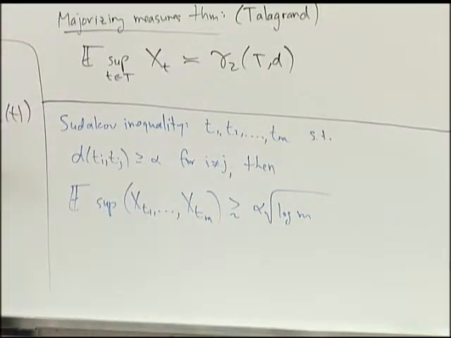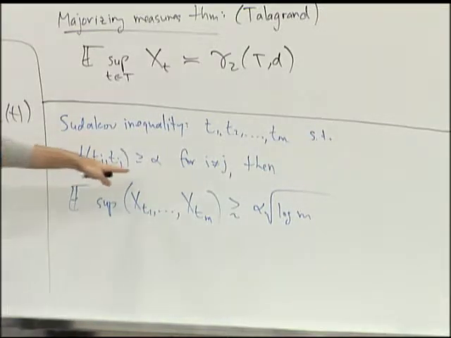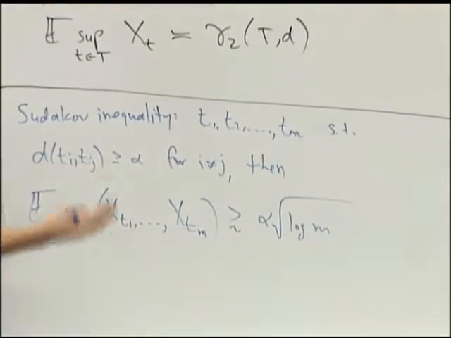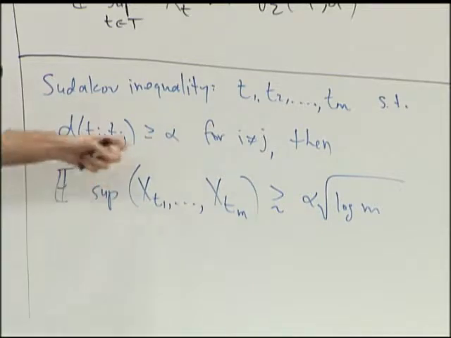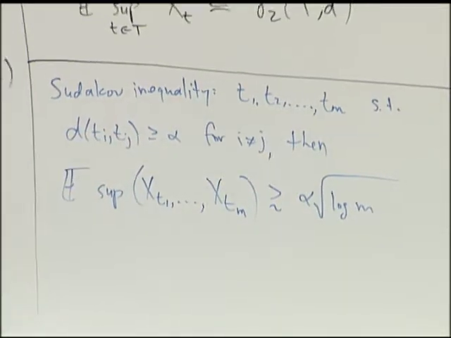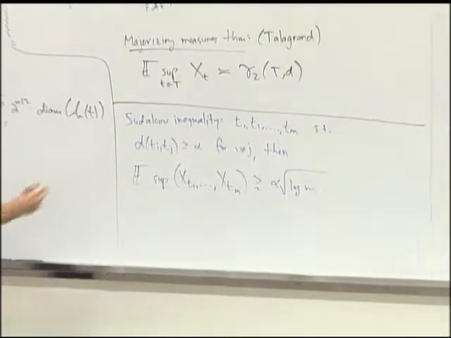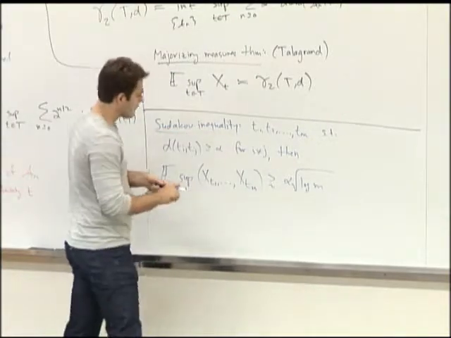Somehow there was a lower bound that matches what the union bound gives. If we knew all the points were distance alpha apart, the Gaussian tail inequality would say the expected supremum is at most alpha square root log m. So if we know they're at least alpha, we get some kind of matching lower bound. And from this, we actually want to get a slightly stronger corollary.